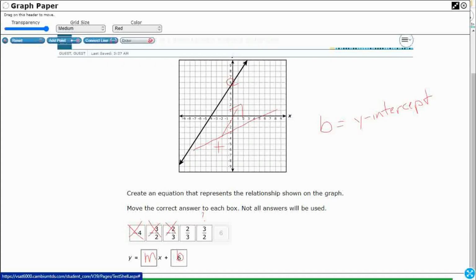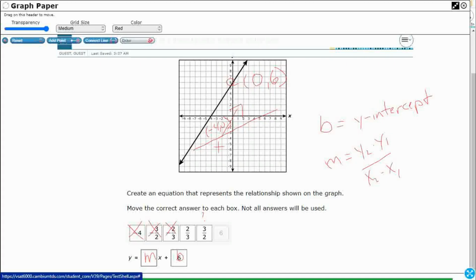But how do we know for sure? Well, we need 2 points. And so we can take these 2 points right here. So this is going to be 0, 6. And then let's use this x-intercept right here. That's going to be -4, 0. And let's use those in our slope, right? That m equals change in y over change in x.